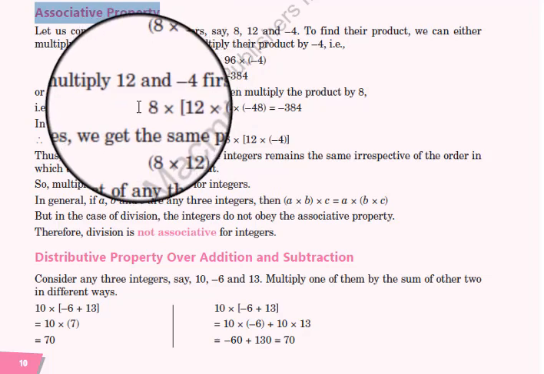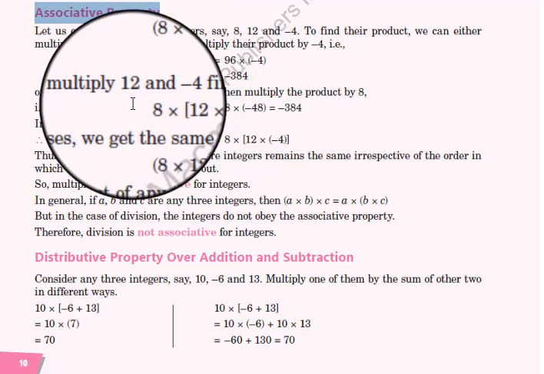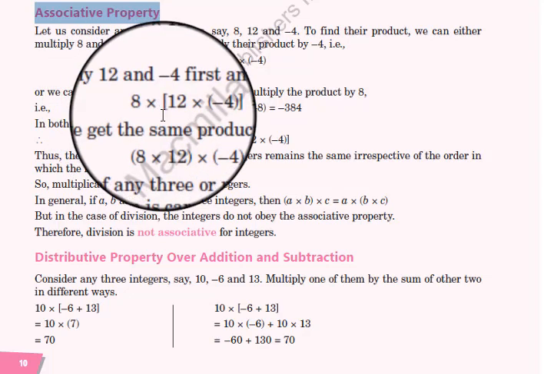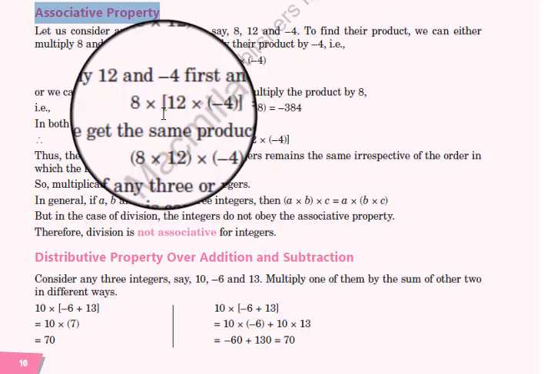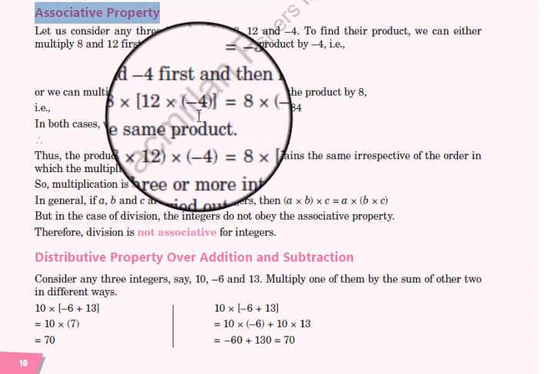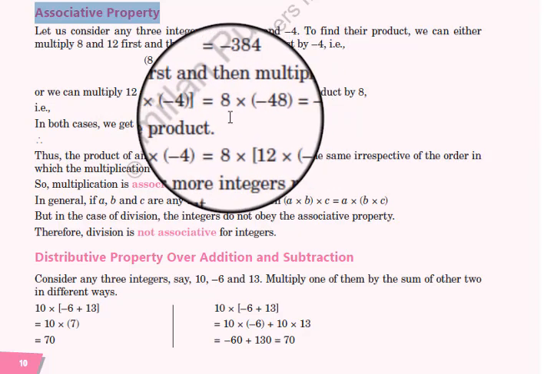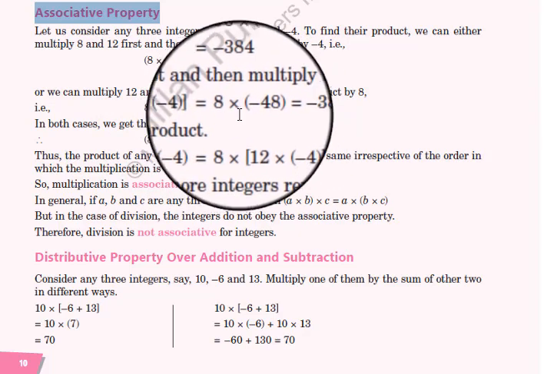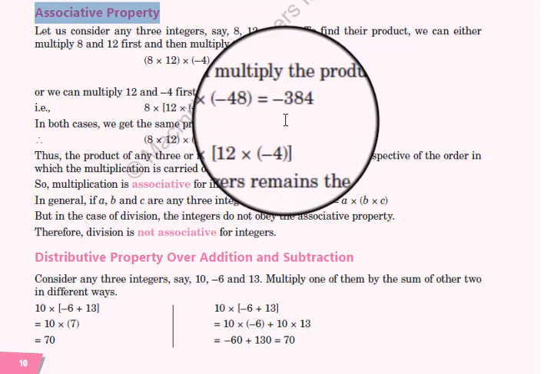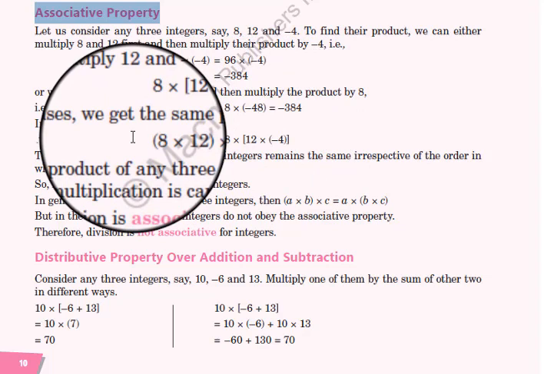Now I will give the priority to these two numbers, 12 and minus 4. I will multiply them first, so I have to place them in a bracket. First I will multiply 12 into minus 4, which comes out to be minus 48. Then I will multiply it by the number 8. Again I am getting the result minus 384. So in both cases we are getting the same product.